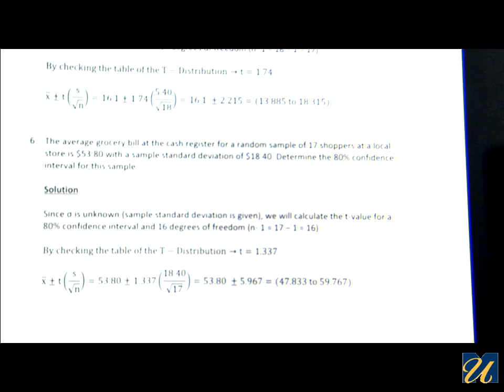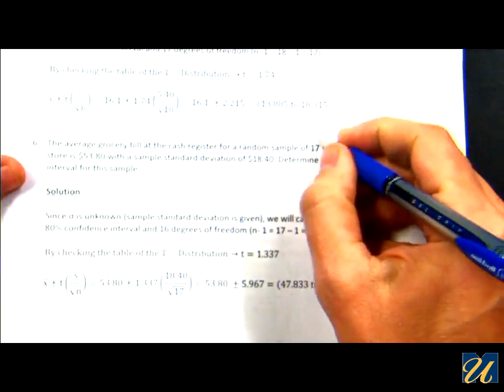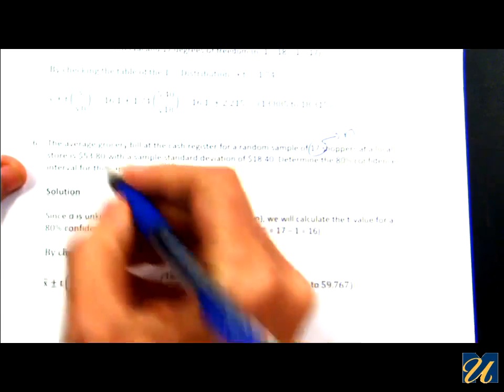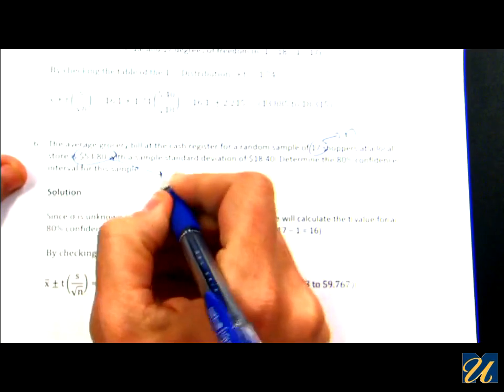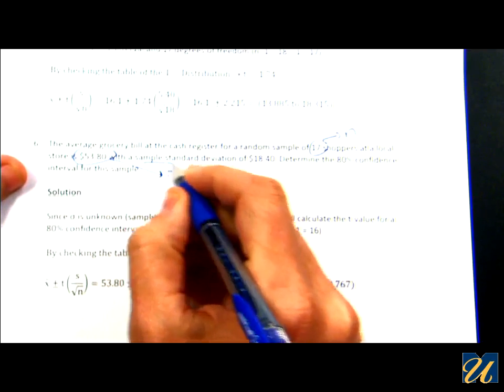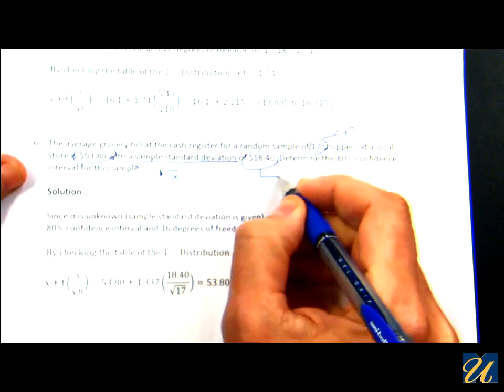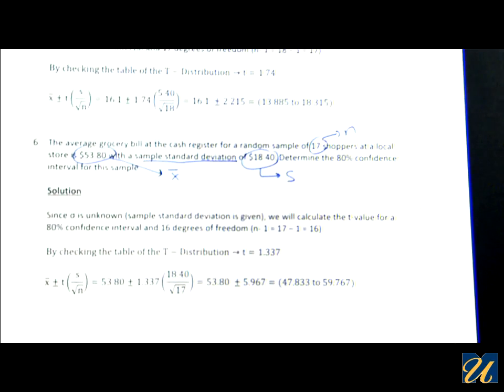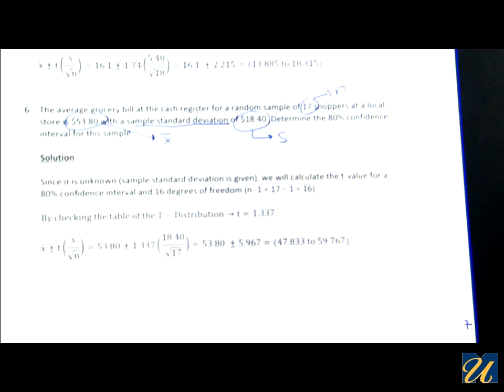For the next one, the average grocery bill at the cash register for a random sample of 17 shoppers at a local store is 53.7. This is your N, this is your X bar. Sample standard deviation, this is your S. Determine the 80% confidence interval.